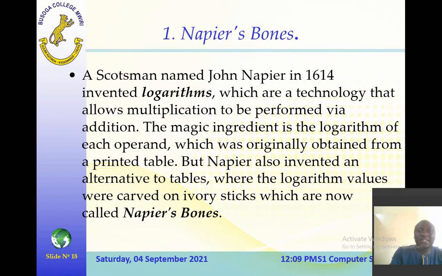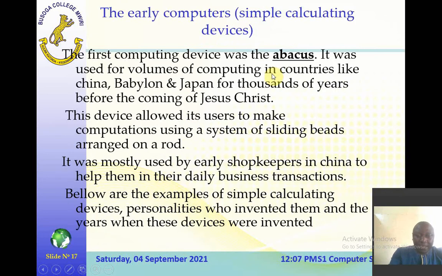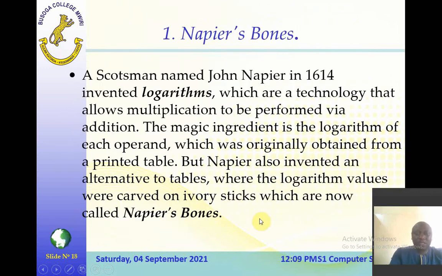The first one is Napier's Bones. Napier's Bones, this was a gentleman, a Scotsman named Napier, okay? So I say that we are going to look at the simple calculating device, the personality, and then the years. Now when you look here, the first is Napier's Bones.